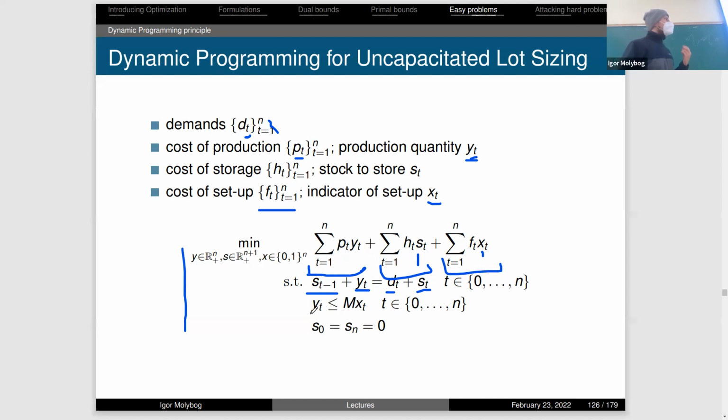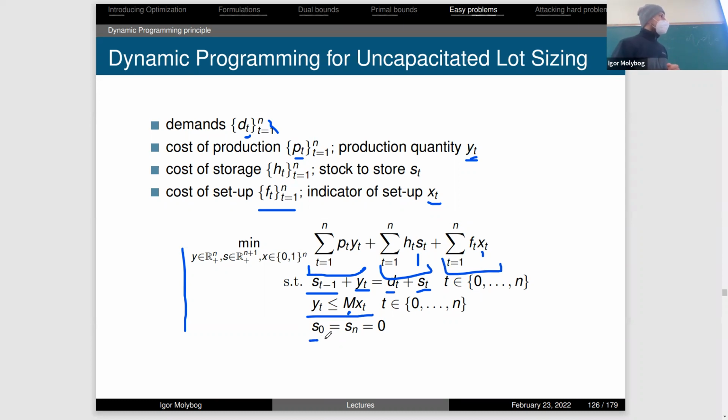And we know that it's an adequate formulation, because there's no way that xt is equal to 1 and yt is equal to 0. This wouldn't be an optimal solution, obviously, because we can just always set xt to be equal to 0, and the value of the objective is going to be even lower. So we only need to have some value m that is greater than yt can ever be. For example, m can be the sum of all of the demands in the problem.